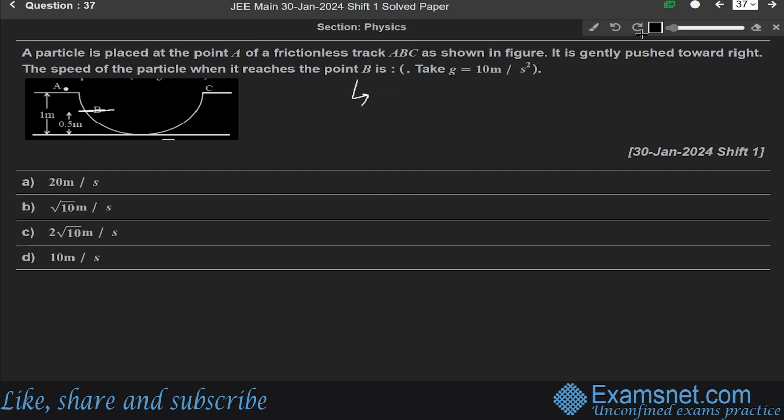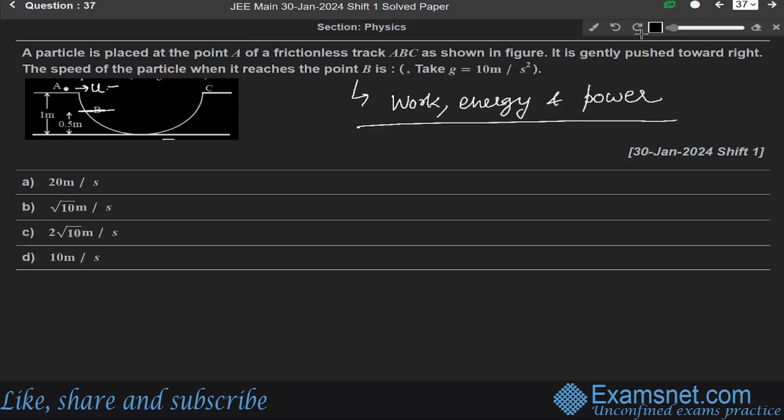So this question is from the chapter of work, energy and power. Let us say when the particle starts from point A, it has initial velocity u equal to 0. When it reaches point B, let us say its velocity is Vb. We have to find this Vb, the velocity of the particle at point B. Since this is 1 meter, this is 0.5, so this height is also 0.5 meter.